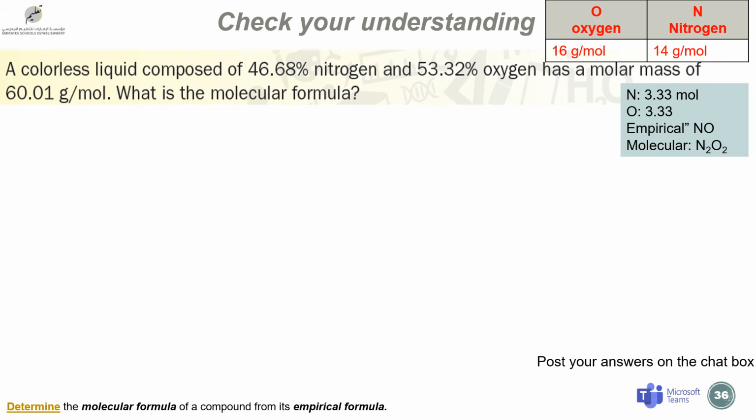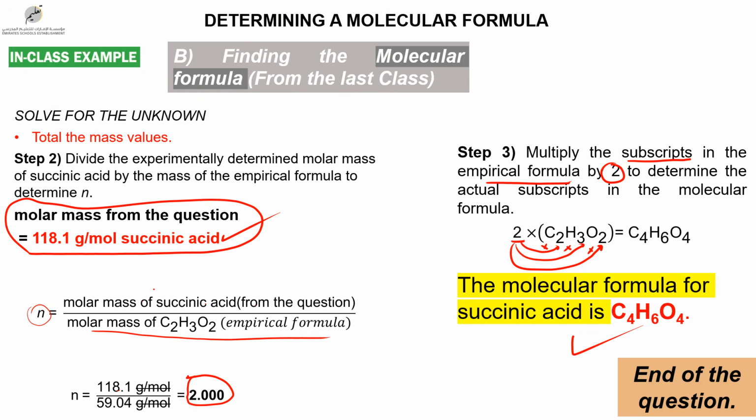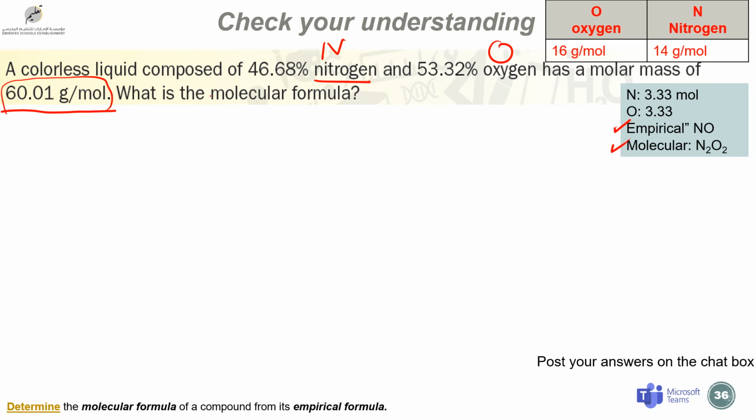Okay? There is some practice here. The answers are here for the empirical and molecular formula. You can try it on your own. It's a very simple question. Okay? It's a compound made from nitrogen and oxygen. Everything that you need is here. This is the experimental molar mass that we use up here to find n. They are asking about the molecular formula. So you can do this on your own and then check your solution because the solution is here.